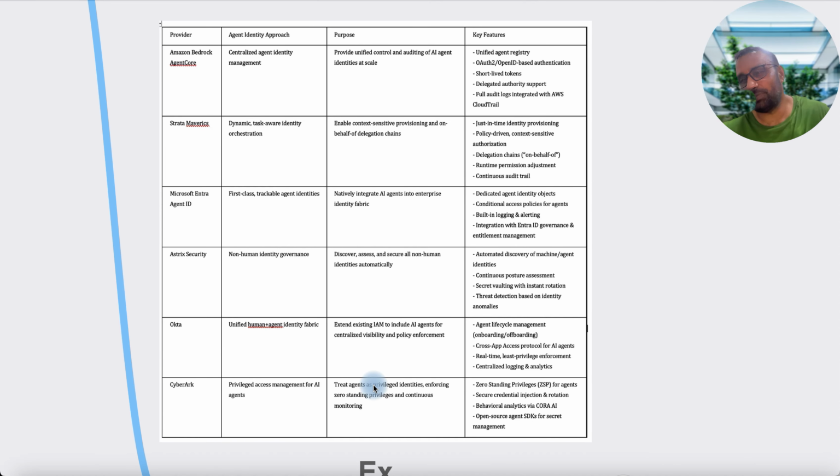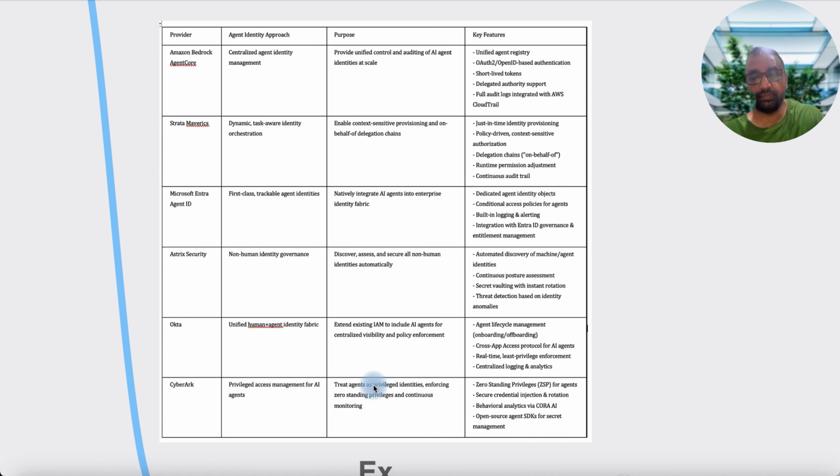So these are the two large CSPs. It's not possible to cover all CSPs. I'm generally going through the common ones. Then let's look at some of the dedicated IAM players. I found a company called Strata Maverics. What they've built is just-in-time identity provisioning for agents, policy-driven context-sensitive authorization, delegation chains, runtime permission adjustment, and continuous audit trails. Also, large players like Okta. Okta now has a unified human plus agent identity fabric. It includes agent lifecycle management, onboarding and offboarding processes, cross-app access protocol for AI agents, real-time least privilege enforcement, centralized logging and analytics.